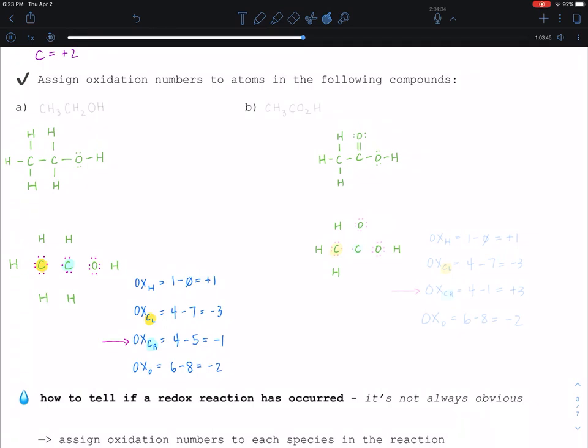Well, this carbon is in a similar situation, right? Similar electron environment to what it was in ethanol. It's bonded to three hydrogens and a carbon, so its electron environment is pretty similar. The carbon on the right, though, has changed. Before it was bonded to two hydrogens, now it's doubly bonded to an oxygen, and then it's got a single bond to another oxygen.